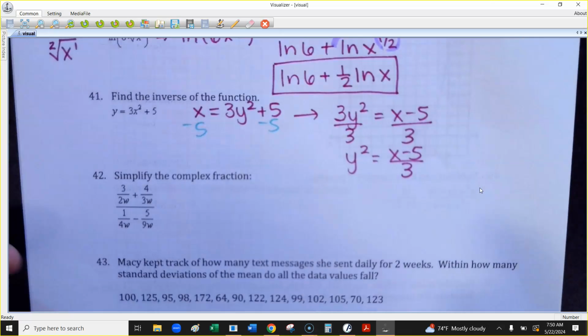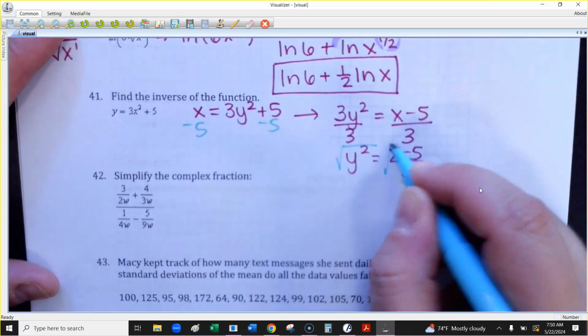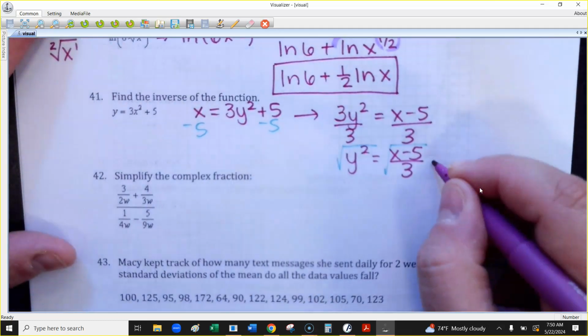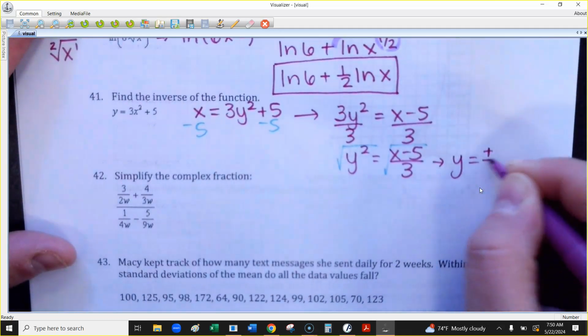What I would do then is take the square root. So what you need to remember, whenever you introduce the square root into the problem, you got to put that plus and minus symbol.